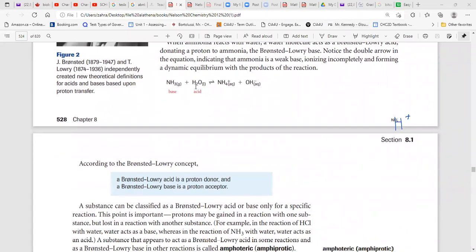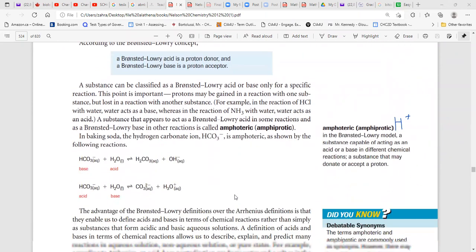Same thing, NH3 plus H2O gives you NH4 and OH. See, NH3 is gaining hydrogen, so it's going to be base. H2O is losing one hydrogen, so it's going to be acid. Again, Bronsted-Lowry acid is a proton donor. Proton means hydrogen because it has a positive charge. And Bronsted-Lowry base is a proton acceptor.